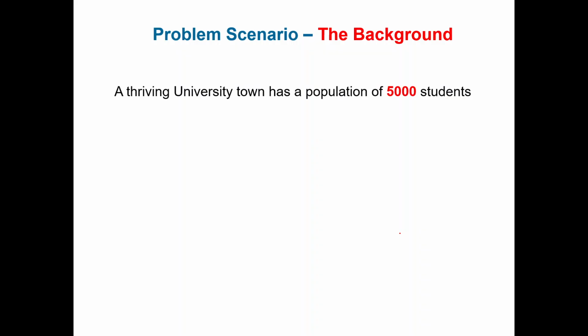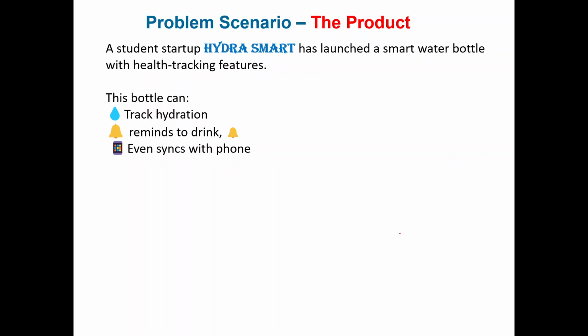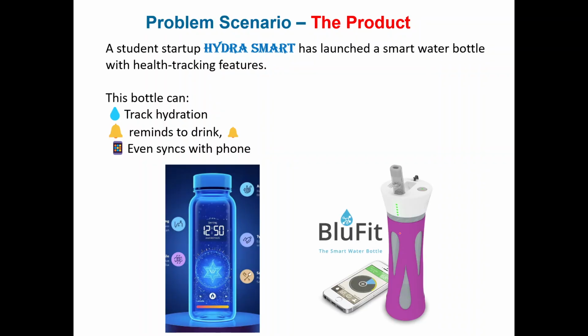Okay, so the problem scenario. First the background. Imagine a university that has a student population of 5,000 students, and a student startup of this university, let's call it Hydra Smart, is trying to launch a smart water bottle. This bottle is very high tech: it tracks hydration, reminds you to drink, and even syncs with the phone. So the startup company is wondering how its product will be adopted by the students.